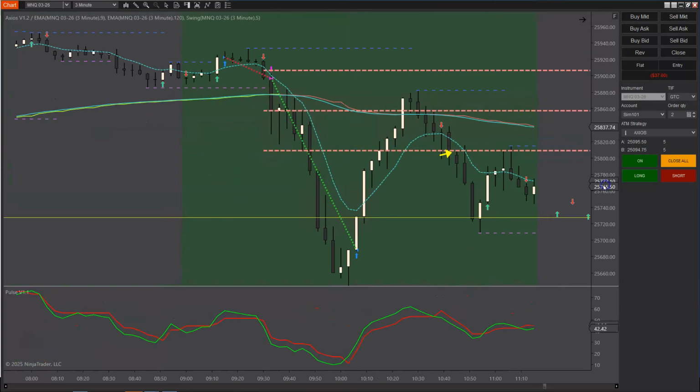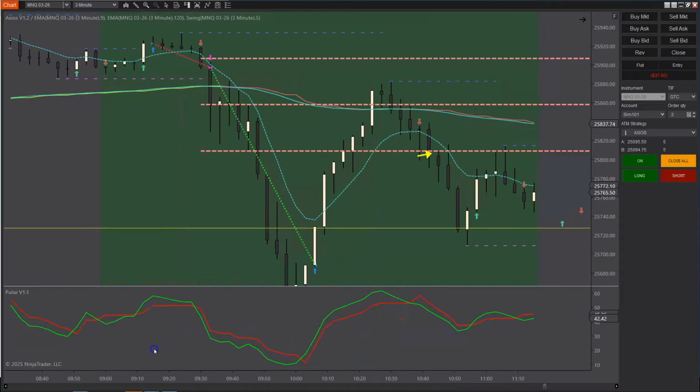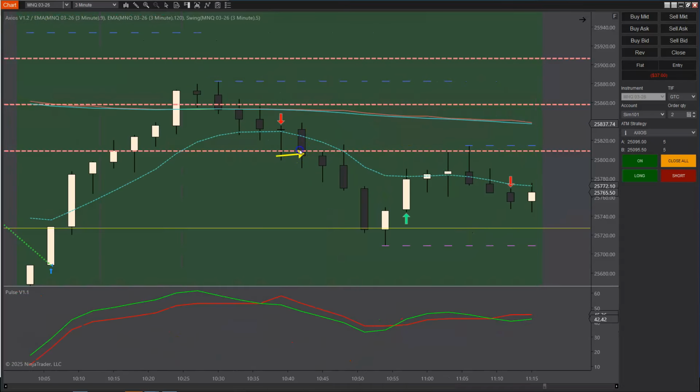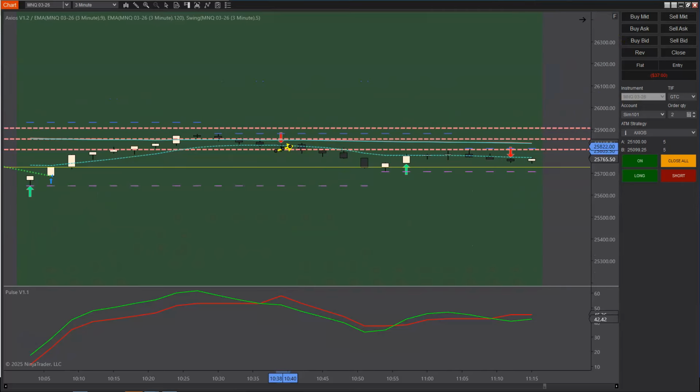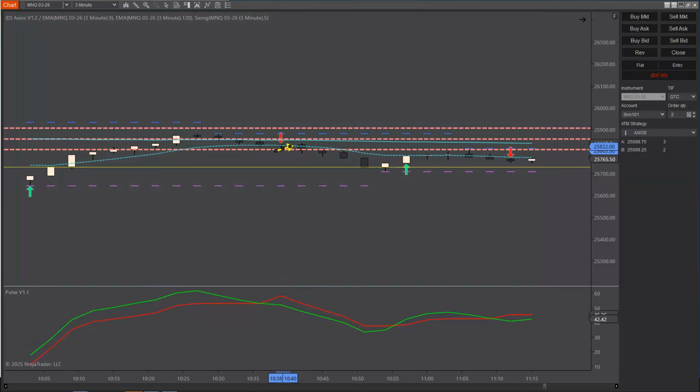It's basically an Axios continuation. We're just waiting for a candle to close below the 9. It's already closed below the 120. It's already closed below whatever other moving averages we are using. We're already above the super trend. Oh, let me reset the automation here real quick. And then we're almost done.